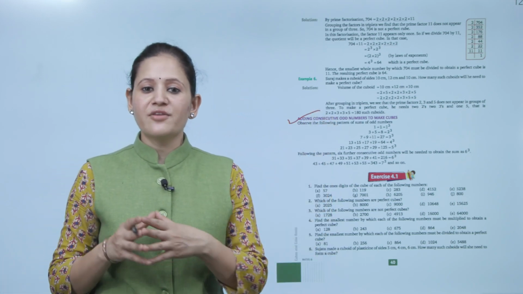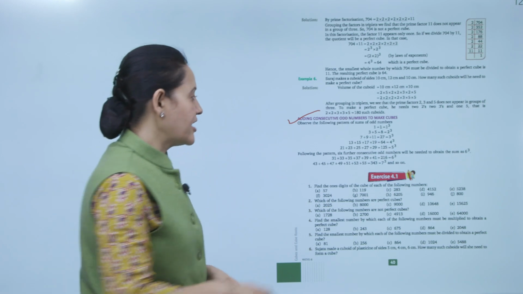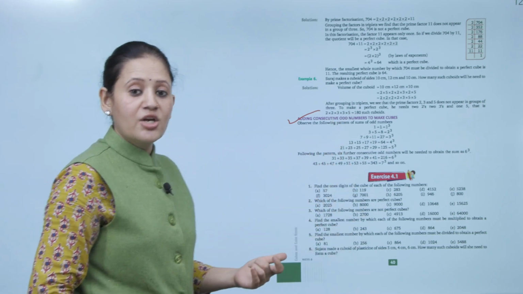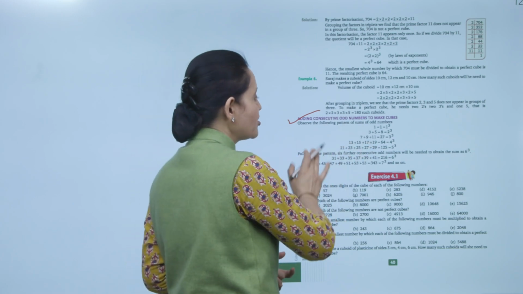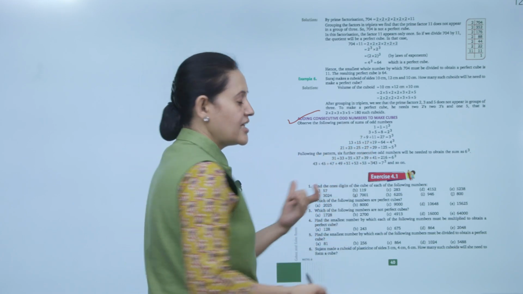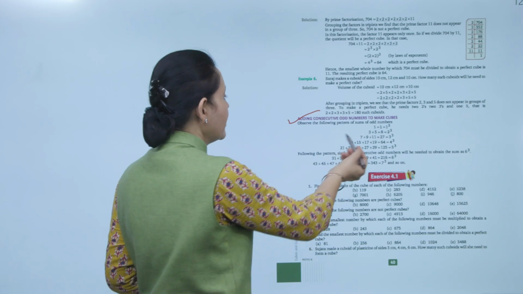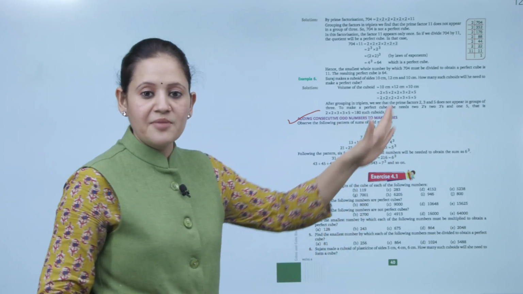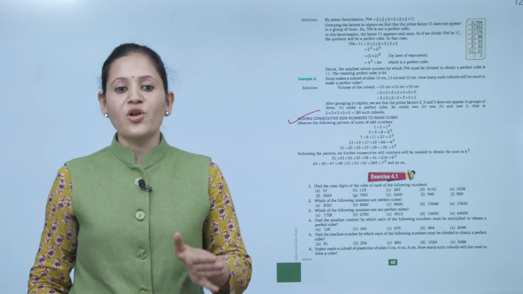Observe the following pattern of the sum of odd numbers. Cube of 1 is equal to 1, the first odd number. Cube of 2 is equal to the sum of the second and third odd numbers, 3 plus 5, that is 8. Cube of 3 is equal to 7 plus 9 plus 11. A pattern is followed here.